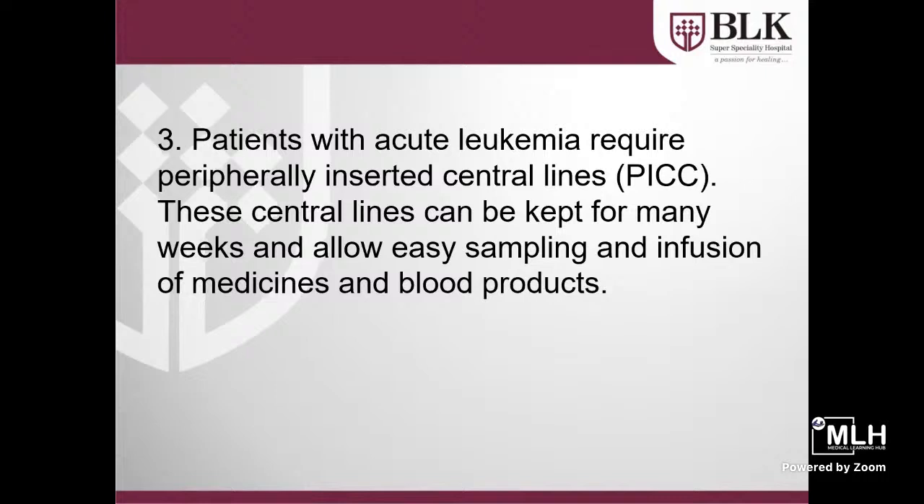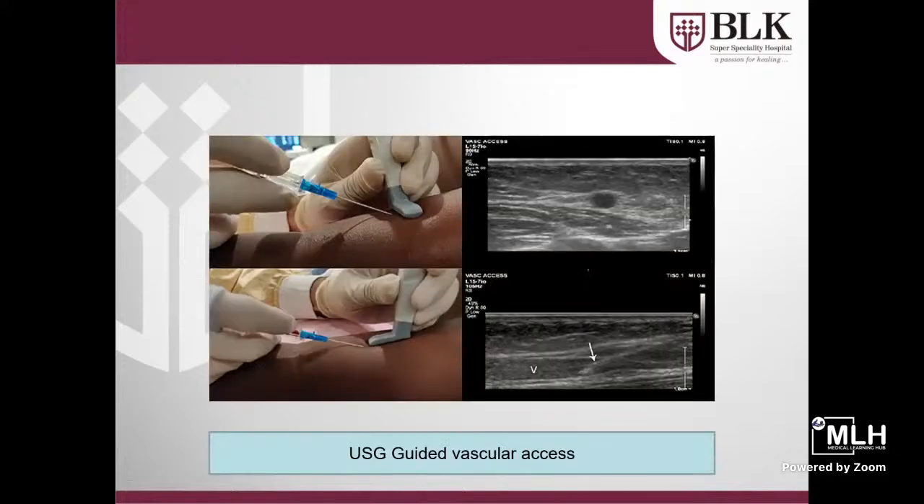So this is a multi-purpose line, and we call it a lifeline, because without these lines we can't treat the patients. We can't even think of treating these patients with cannulas only. So these PICC lines are needed in all leukemia patients, and we have to depend on interventional radiologists most of the time to get these lines inserted. These central lines can be kept for many weeks and allow easy sampling and infusion of medicines and blood products, as I told you. Here you can see how, with the guidance of ultrasound, you can first locate the vein and then insert the PICC line, which Dr. Roshan will explain in detail, but this is how we require this intervention in our blood cancer patients.